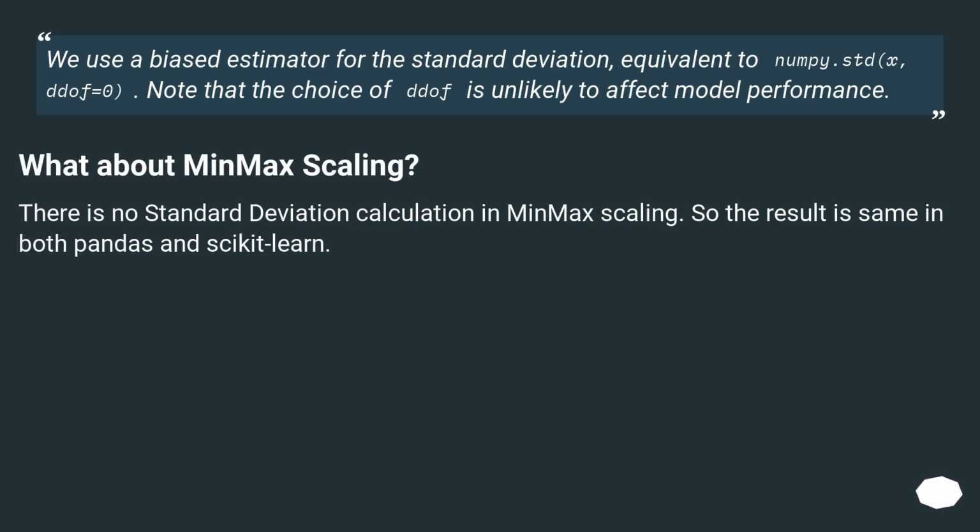What about min-max scaling? There is no standard deviation calculation in min-max scaling, so the result is the same in both pandas and scikit-learn.